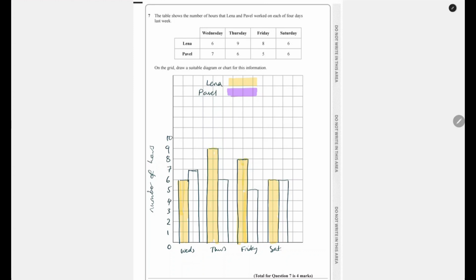Like so. And the second bar will be for Pavel's hours. And so that is how our bar chart will look. Just make sure that when you're doing this in your exam, you're using a ruler and you're coloring a lot better than I am.